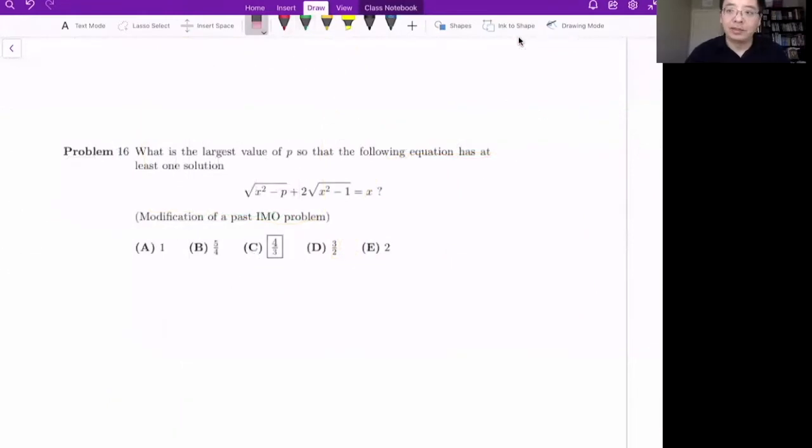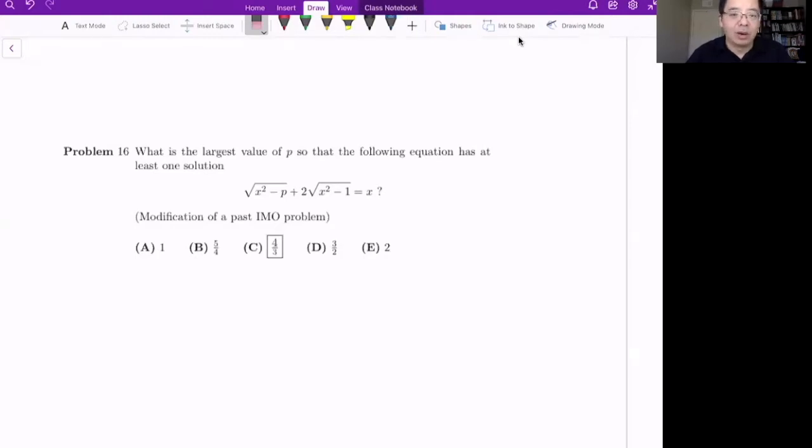Problem number 16. Here we have an equation that involves a square root, and we need to figure out for what kind of p this has a solution, especially what's the largest possible value of p. This is a past IMO problem. It was the first problem on day 1 of one year's IMO. The problem is not terribly hard. What we need to do is just be patient and do some algebraic calculations.